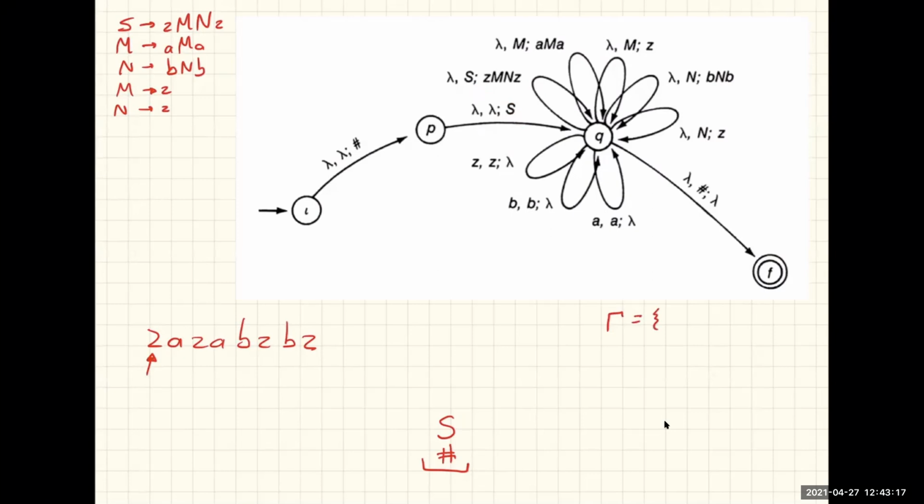So in this case, our stack symbols are hash, S, M, N, and of course, A, B, and Z. These are the symbols of our stack, while the symbols for our language are only A, B, and C. Remember that we have different symbol sets for our pushdown automaton. Okay, so we push onto the stack an S.